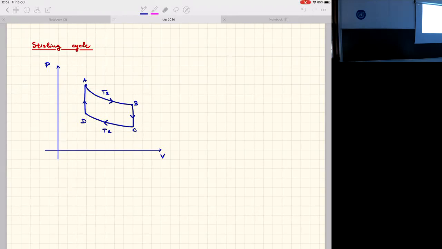Now, let's work out the four strokes. Number one, we have already done it. So W_AB equal to Q_AB equal to nRT2 log of VB over VA. Now, the second one, there's no work done. W_BC is equal to 0. And Q_BC is equal to CV (T1 minus T2).